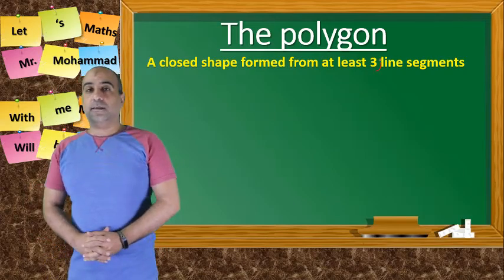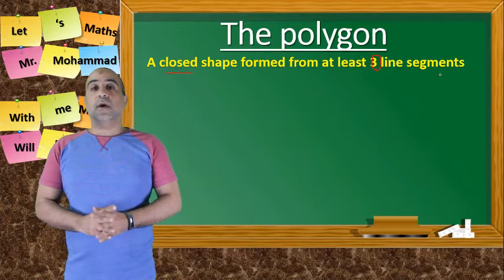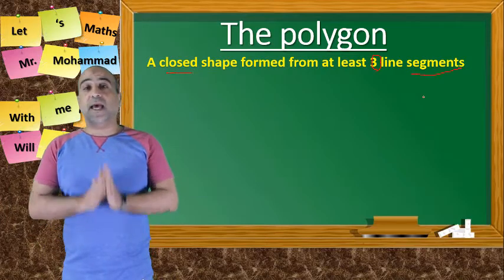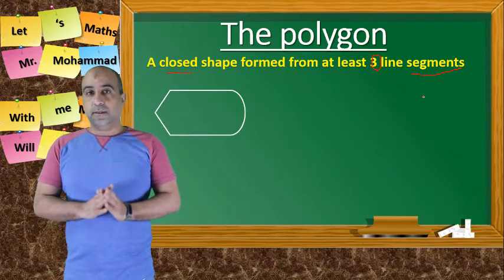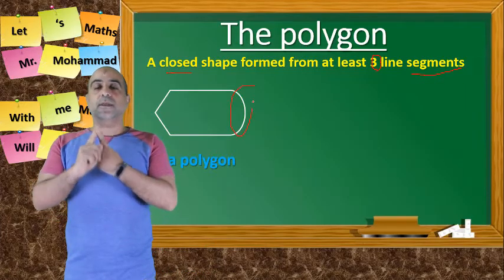We'll talk in this video about polygons. A polygon is a closed shape formed from line segments, at least 3 line segments. There are 2 conditions: it must be closed, and it must be formed from line segments.